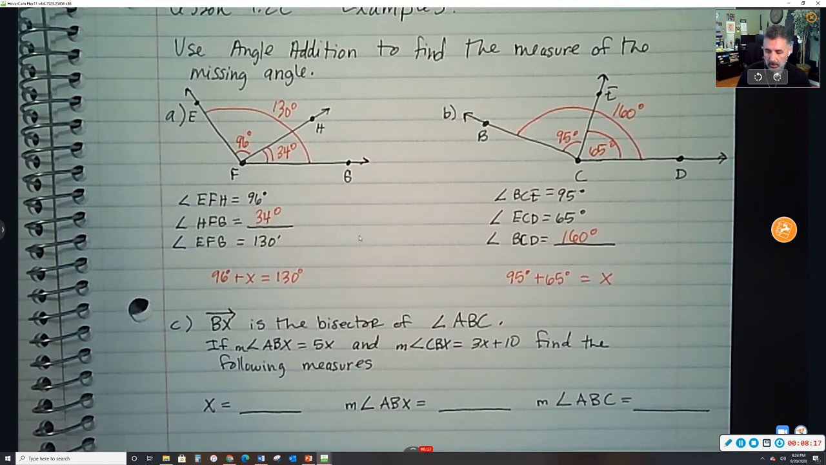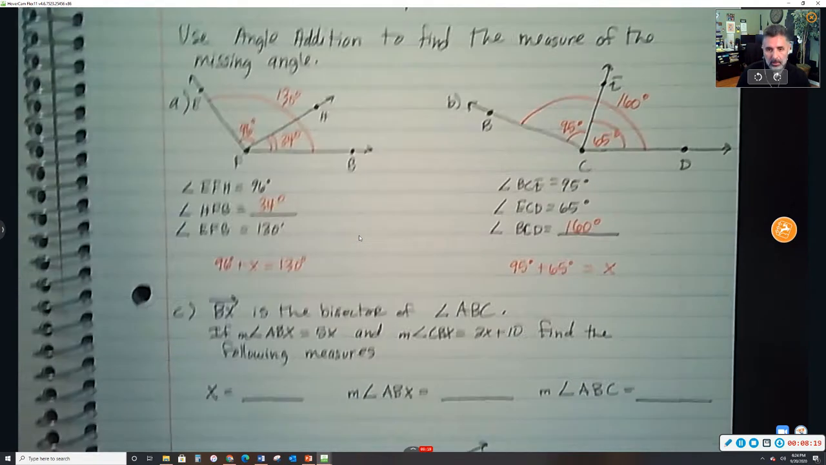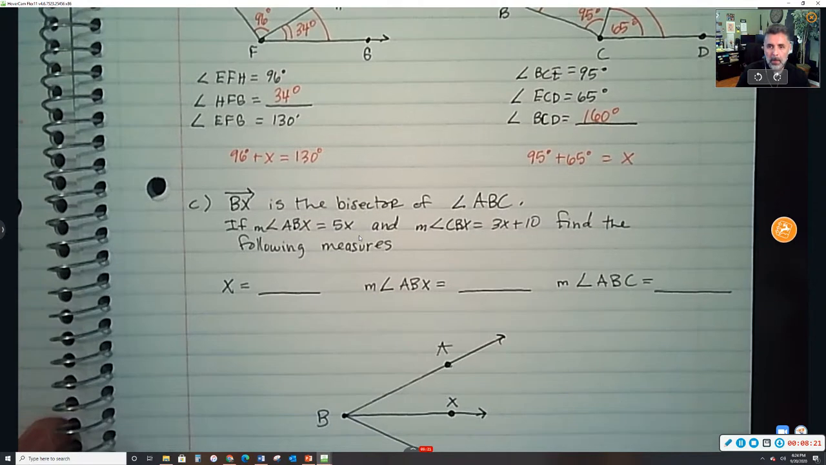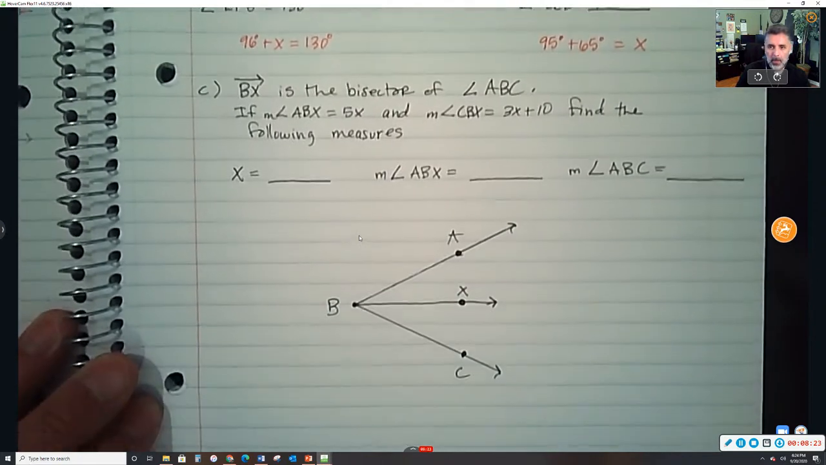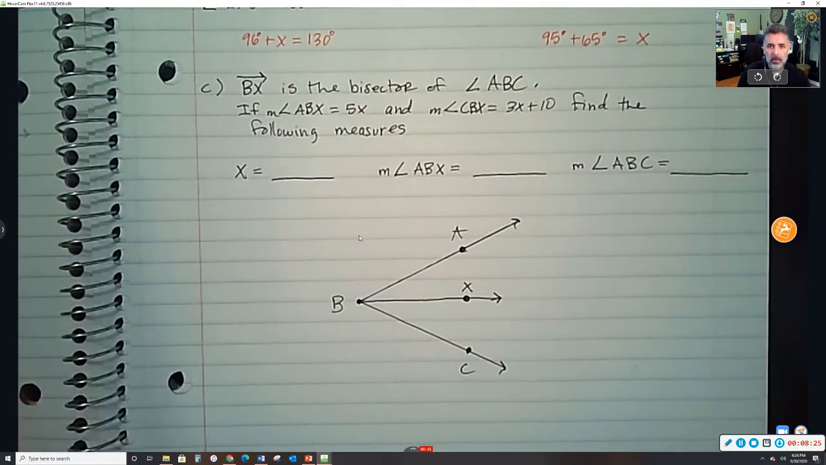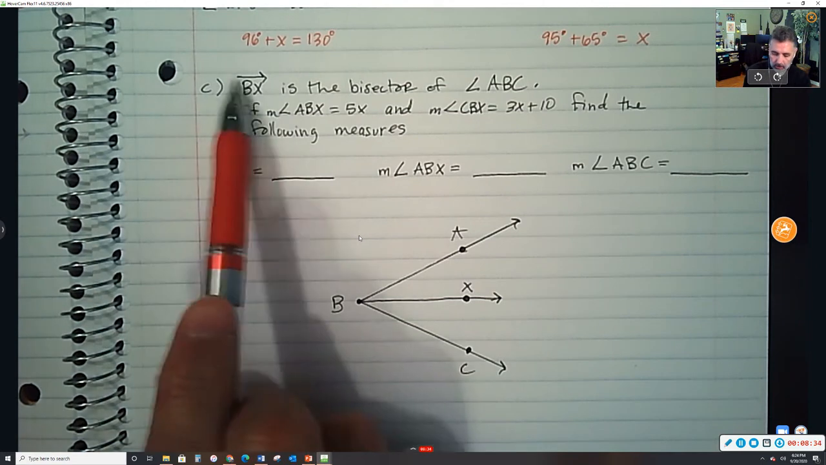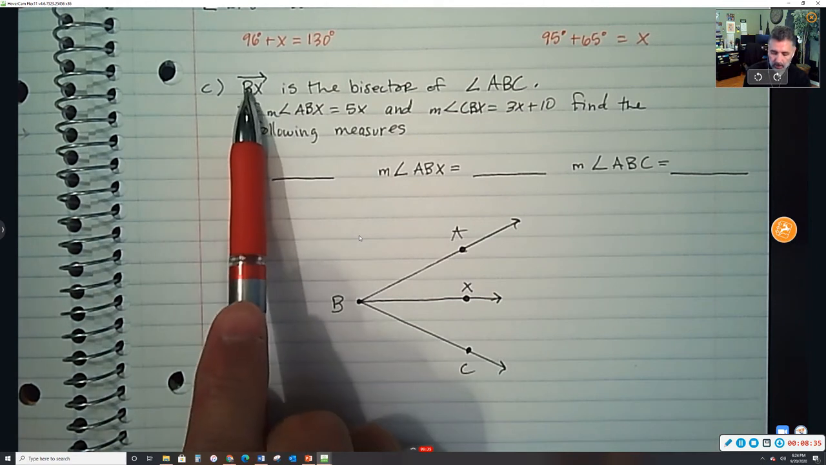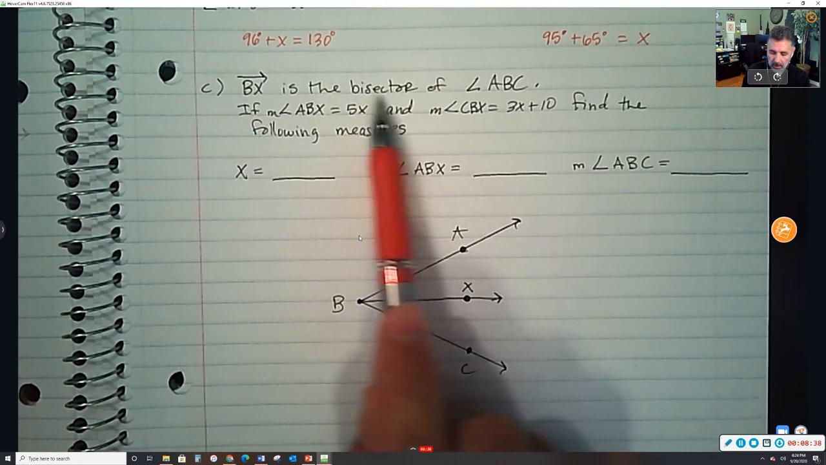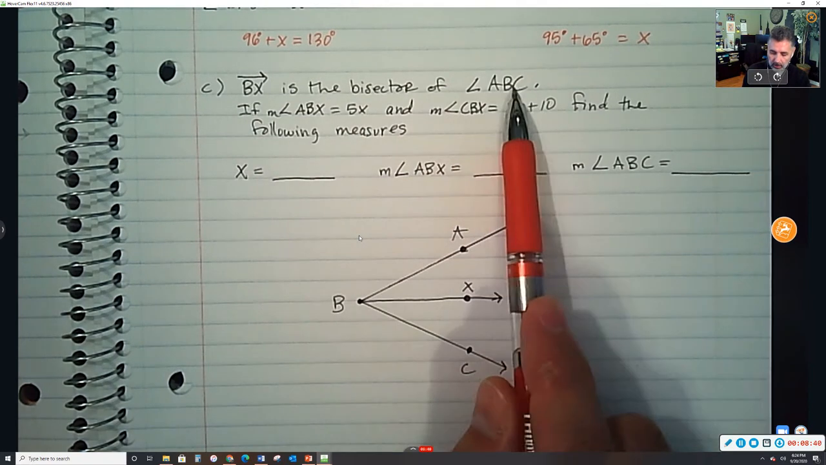To copy that, I'm going to erase it so we can get the last example in here, all of it. Okay, so there's the last example. Go ahead and copy that. Pause it right now, that way you have time to copy it. All it says is ray BX is the bisector of angle ABC.